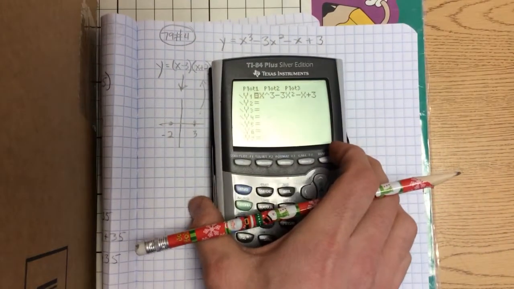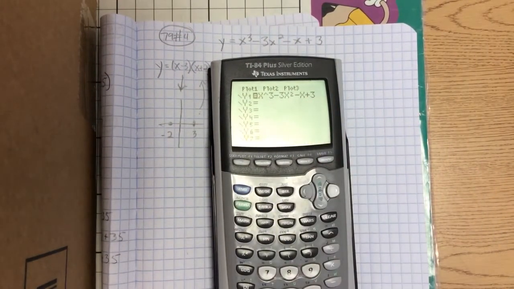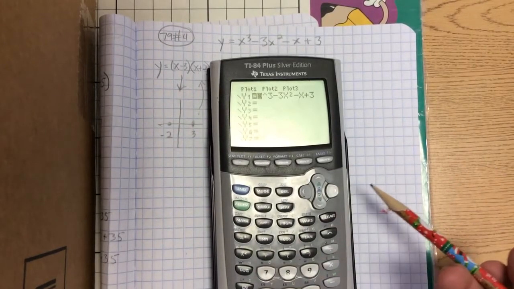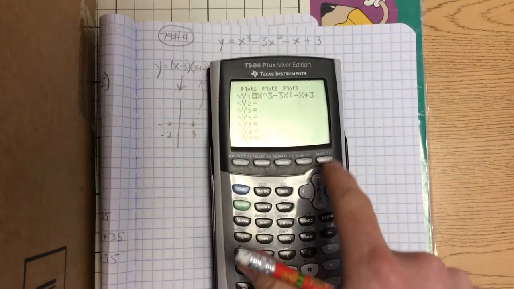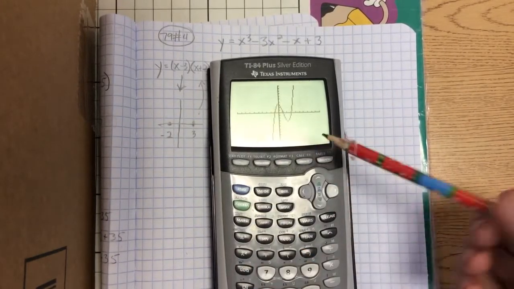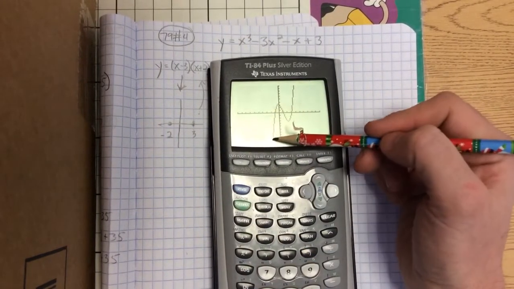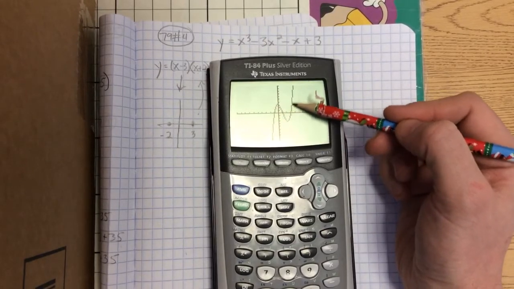I'm going to put it into my calculator, and I'm going to figure out what the x-intercepts are. And then I'm going to use that to figure out what must the factored form be. So I put it in, I hit graph, and I get this curve, right? It comes up, goes down, comes back up again.